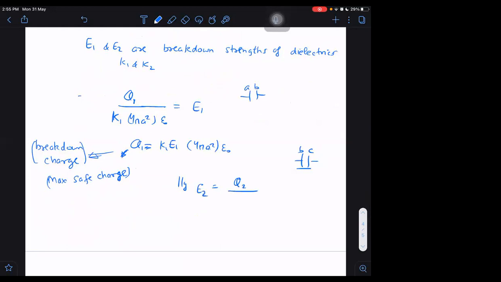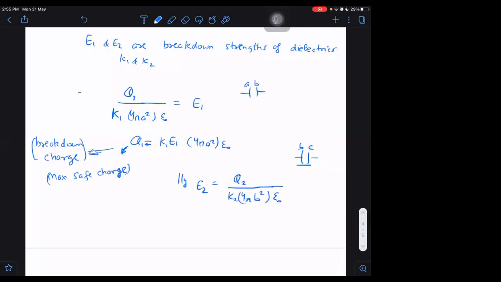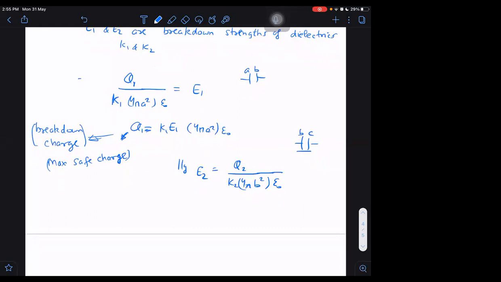Similarly, E2 will be equal to Q2 upon K2 into 4 pi B square epsilon naught. What will be Q2? Q2 equals K2 E2 4 pi B square. So we are able to obtain safe charges.